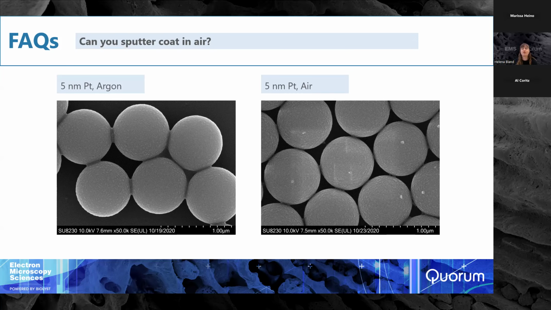So if you're using a FEG-SEM, then you really shouldn't ever be coating in air. But if you're using a tungsten SEM, you're only going up to 50,000 magnification. You can coat with gold. It is sort of an acceptable thing to do.